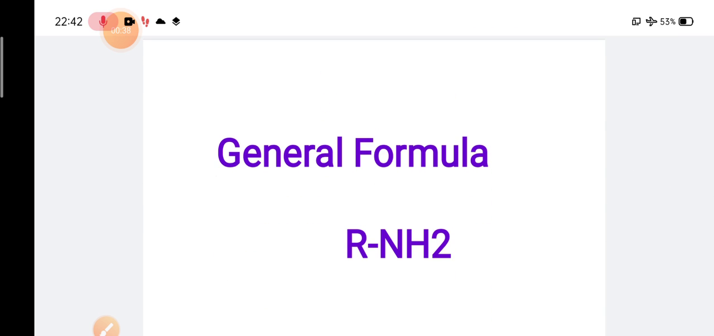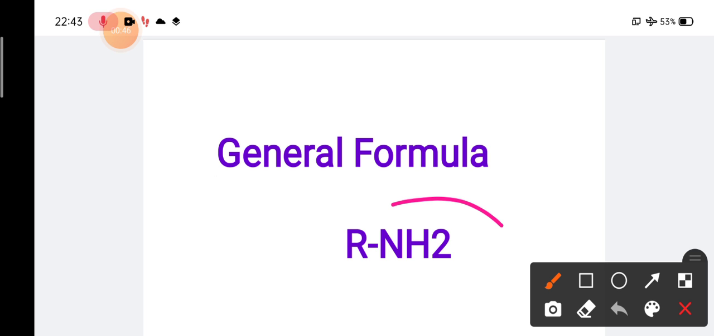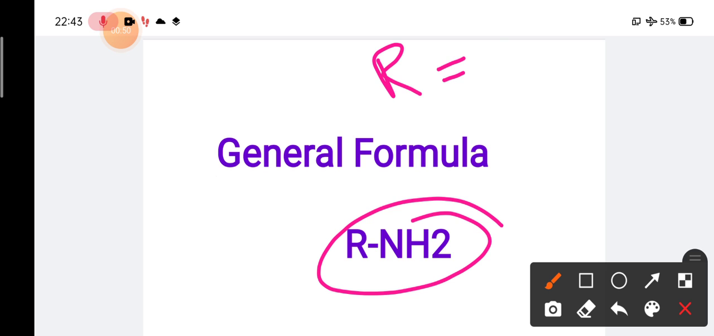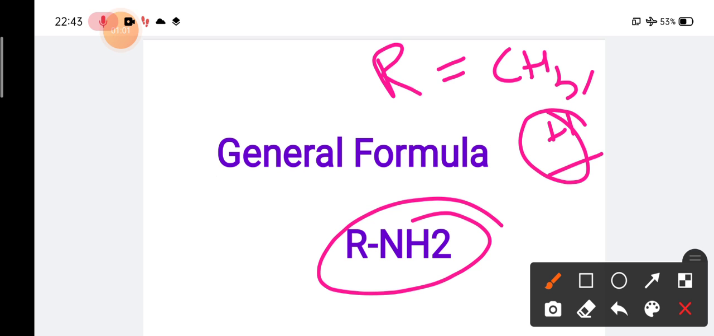As you know, the most general derivative of nitrogen is amine. This amine has a general formula of RNH2, where R can be any alkyl group, that can be CH3, or it can even be hydrogen as well. Mainly, if this R is hydrogen, then it will be called ammonia.